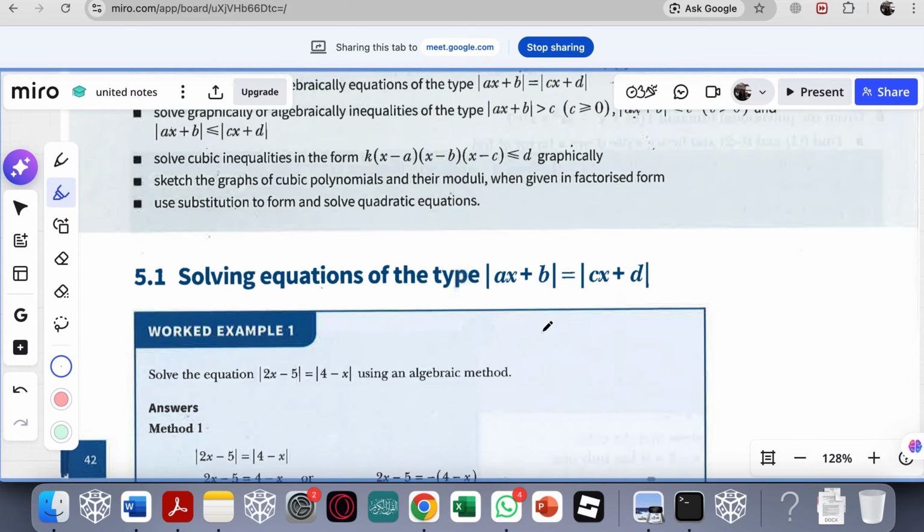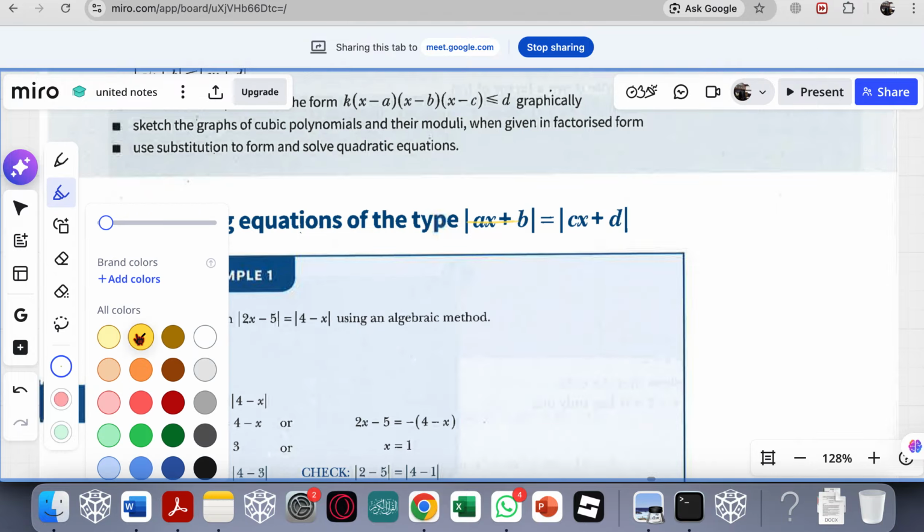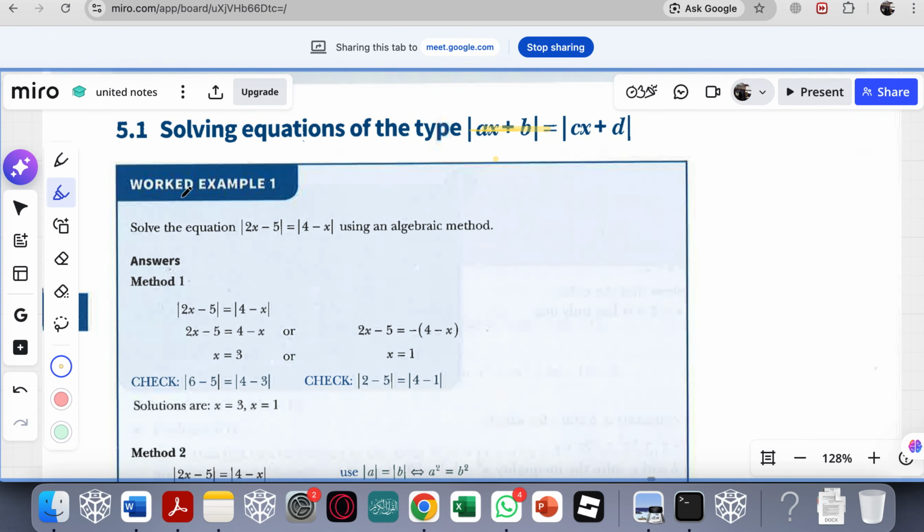Now, if we have solving equations of type the modulus of ax plus b equal to the modulus of cx plus d. Now, we say solve the equation, the modulus of 2x minus 5 equals the modulus of x minus 4 using the algebraic method. So we have to solve this equation using the algebraic method.